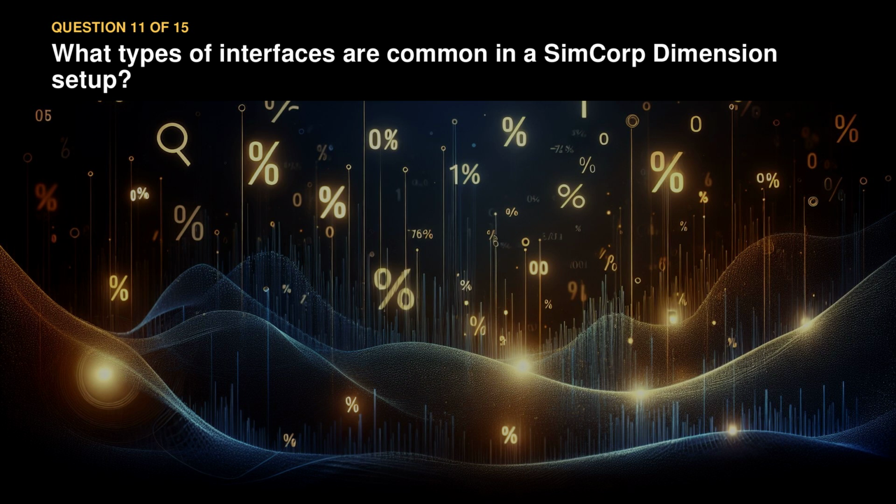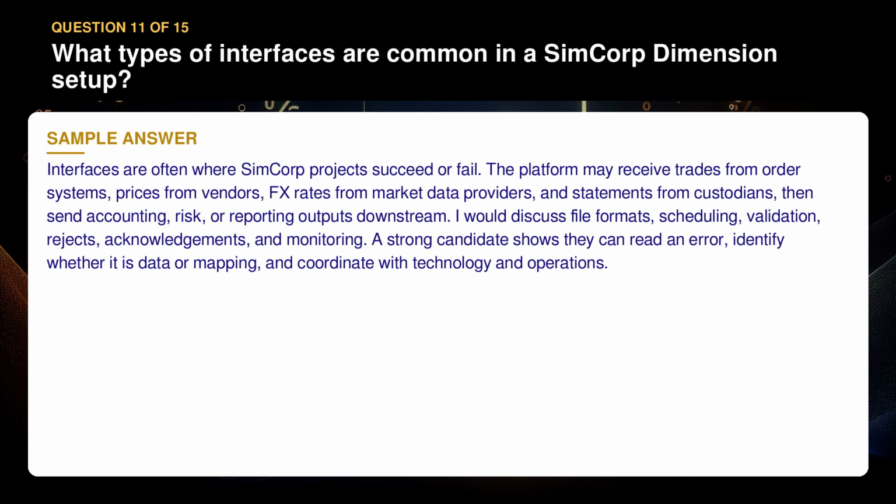Question 11. What types of interfaces are common in a SimCorp Dimension setup? Interfaces are often where SimCorp projects succeed or fail. The platform may receive trades from order systems, prices from vendors, FX rates from market data providers, and statements from custodians, then send accounting, risk, or reporting outputs downstream. I would discuss file formats, scheduling, validation, rejects, acknowledgements, and monitoring. A strong candidate shows they can read an error, identify whether it is data or mapping, and coordinate with technology and operations.